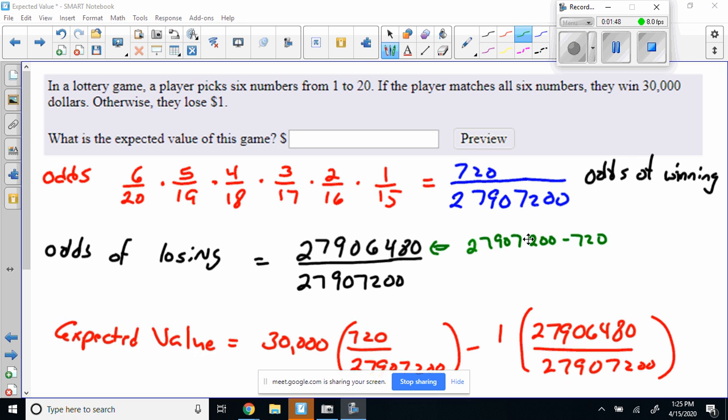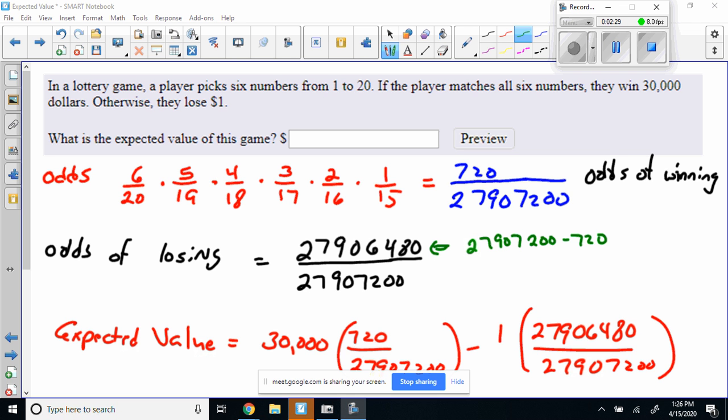Let's think of it like, I guess the easiest way to think of it would be factorials, right? Combinations, yeah. That many different combinations. You have that many different things that you could do, right? So 27,907,200 minus 720 would give you your odds of losing, right? So you have a greater odds of losing than you do of winning, right?